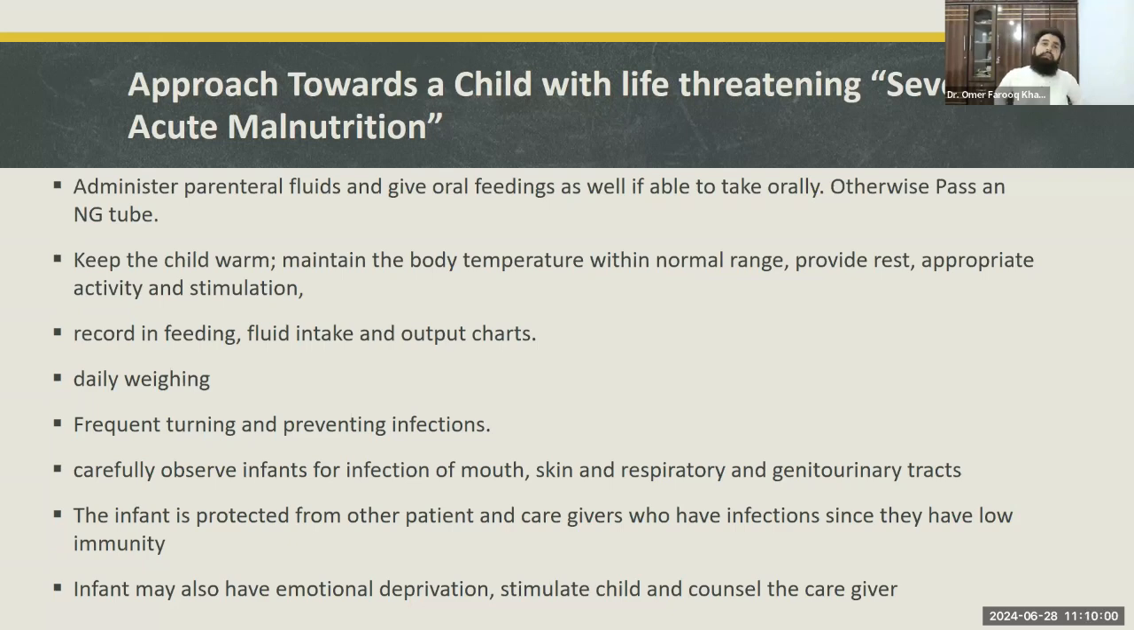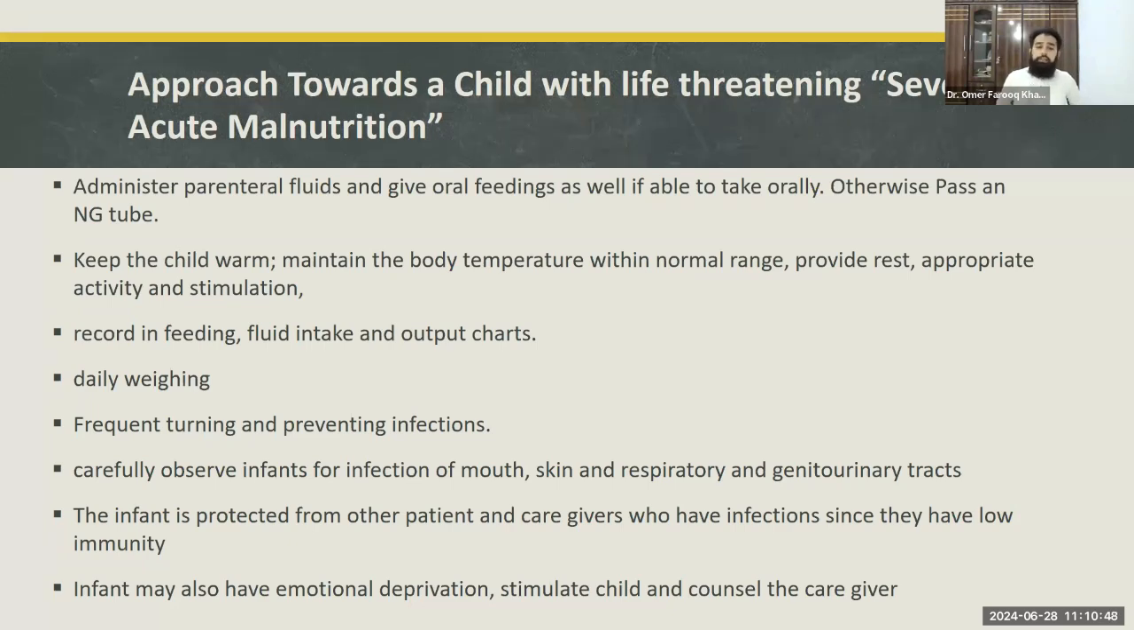If you have an infant with severe acute malnutrition, an abused child, or a child from a war zone or famine-hit area, that child should be isolated from other people. Even if a person is suffering from simple flu, a child with low immunity and severe acute malnutrition can die from it within 2 days. So if you are suffering from a simple flu, you are not allowed to go within 6 feet of a severely acutely malnourished child. An infant may also have emotional deprivation. Stimulate the child and counsel the caregiver about emotional attachment as well.